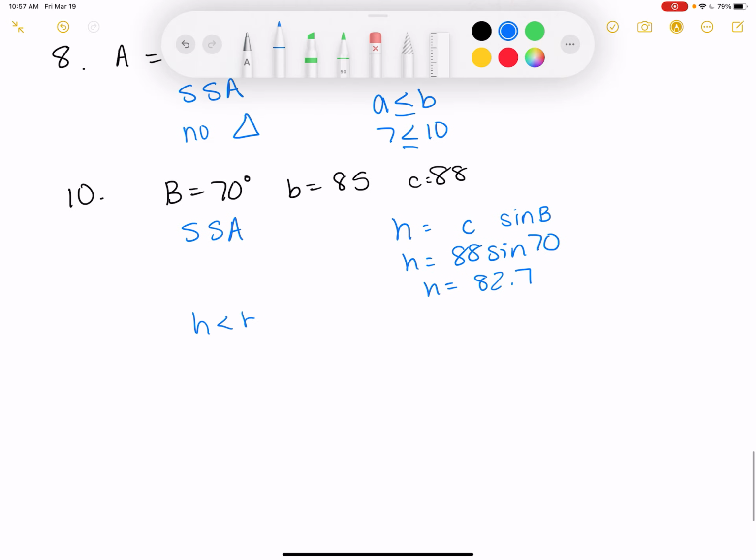h is less than b, less than c, because 82.7 is less than 85, is less than 88. So that means two triangles. Yes, you would have to do the formula twice, the law of sines twice.